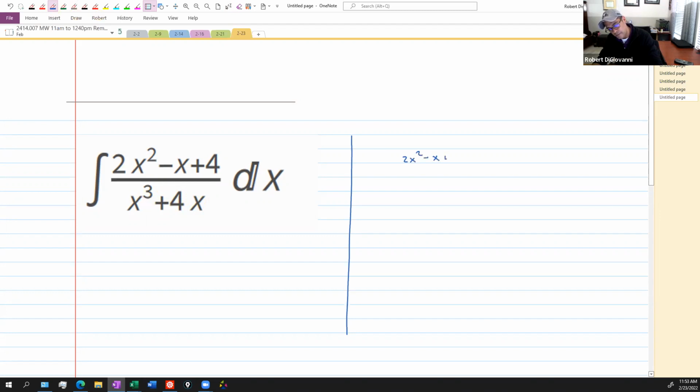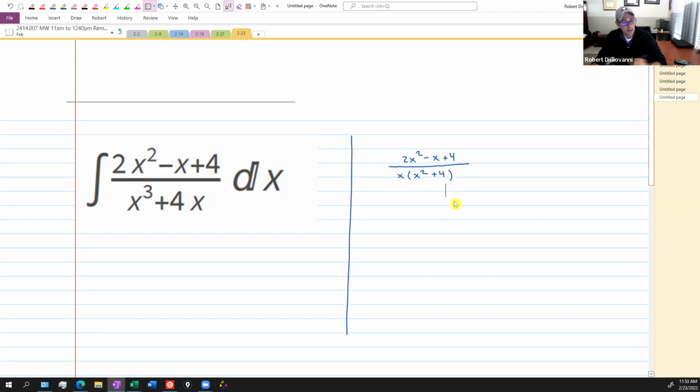I hope you agree that all I can do really is pull an x out. Then I get x squared plus 4. Right? That's all I can do. Can't break down the x squared plus 4.